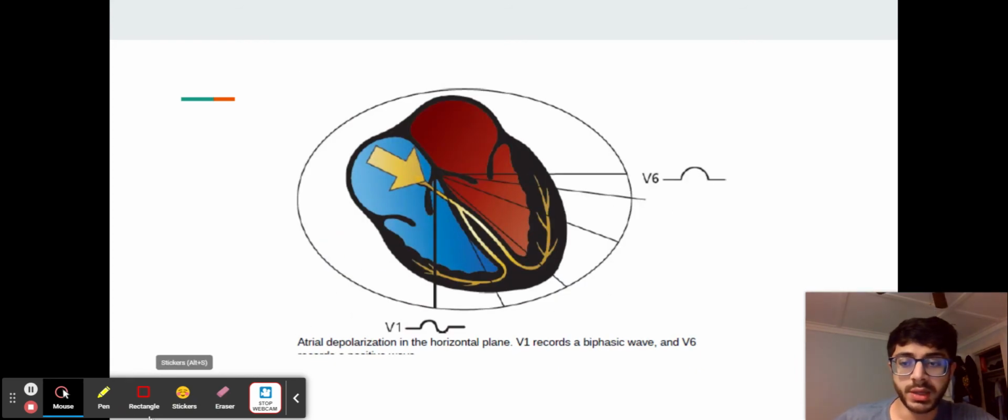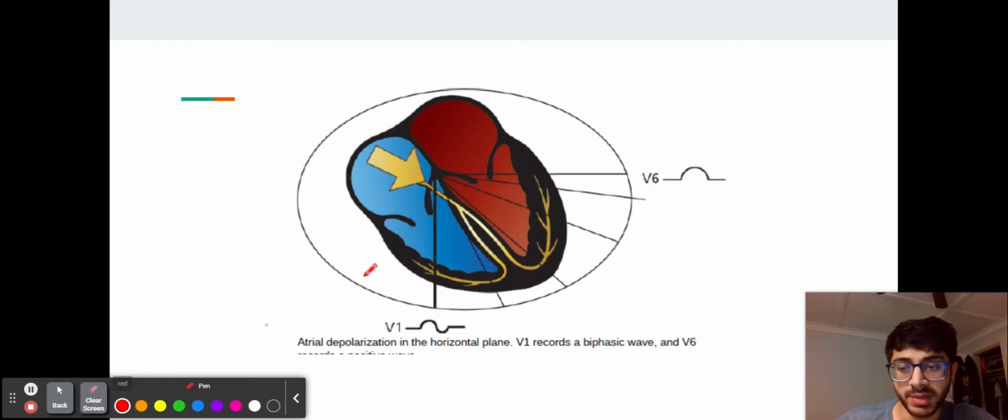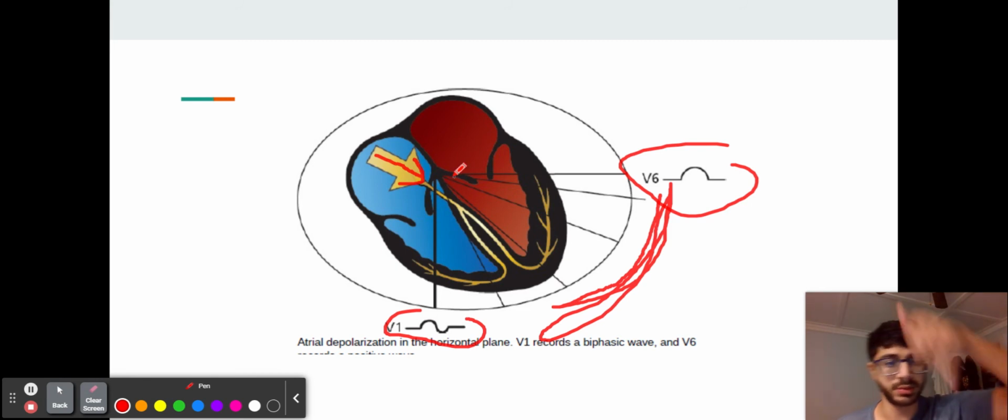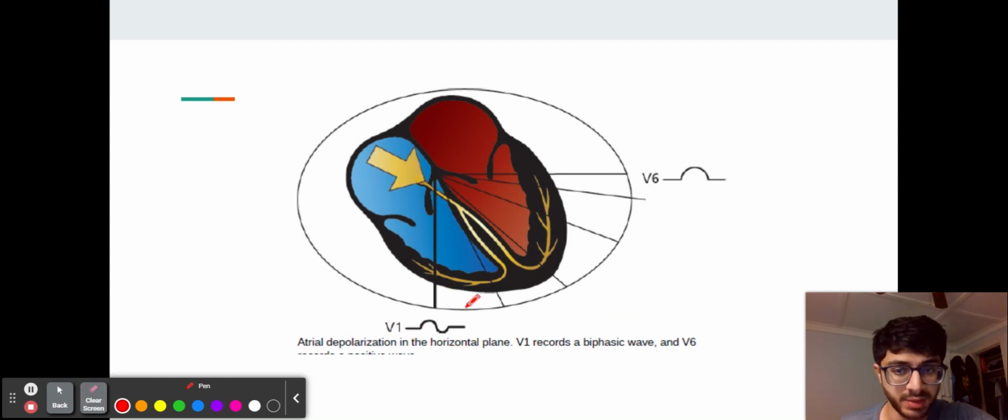Similarly, the same logic applies. V6, look at it. Current is coming more towards V6, positive. So everything in red, kind of like here, there should be a positive P wave. V1, again, if you think about it, is perpendicular to the electrical current. I feel like I'm repeating myself a lot, but you really need to understand this concept: V1 is perpendicular to the direction of current. V1 will show a biphasic P wave.